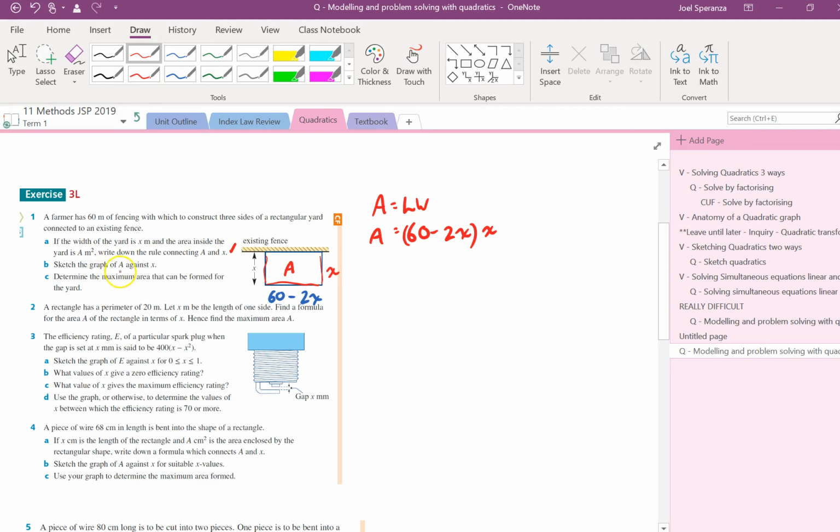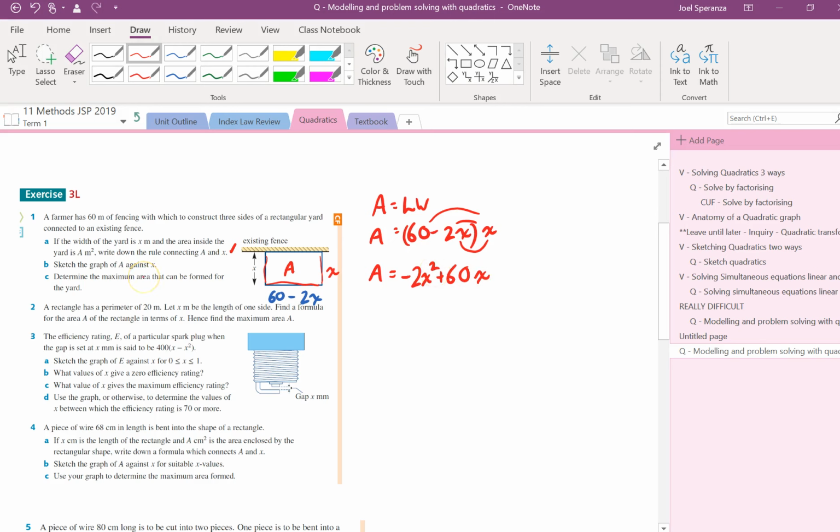All right, so I've done question A, that is write down the rule connecting a and x. Sketch the graph of a against x. All right, so I'll just rewrite this in a slightly different way. A equals, use my distributive law, 60 times x is 60x, and negative 2x times x is negative 2x squared. So now I have negative 2x squared plus 60x. Now, it says sketch the graph of a against x.